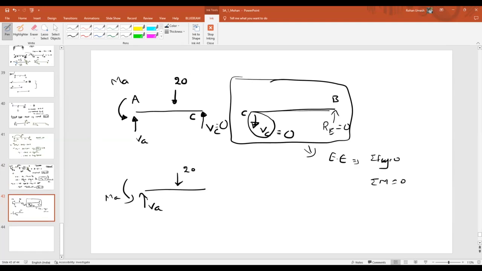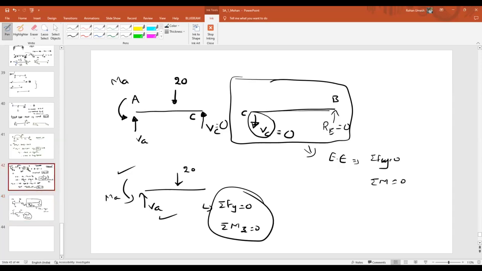Can I find these two or not? How? Again, I will apply the equilibrium equation for this section: summation of y equal to 0, and then summation of moment equal to 0. Right? Yes, sir. That means these two also can be solved. Isn't it? So is it clear, this problem?